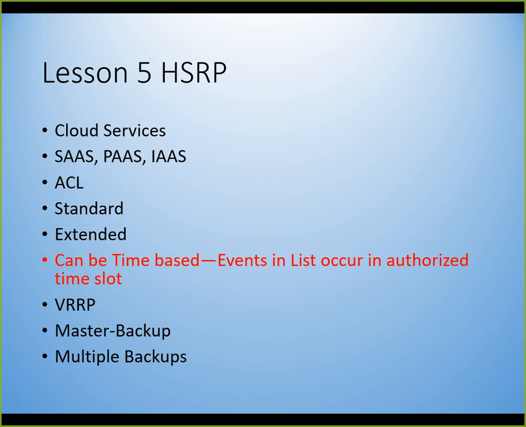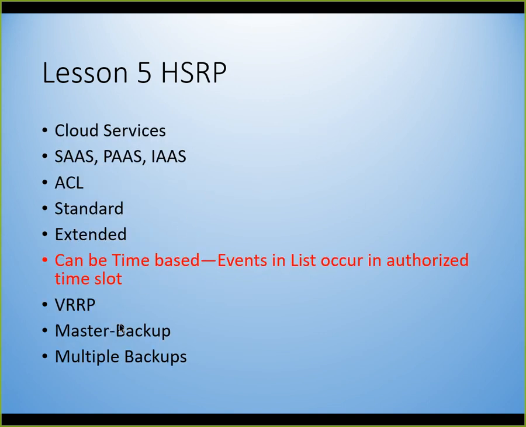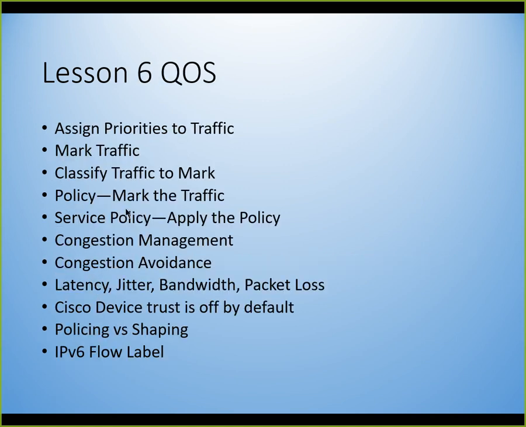VRRP, Virtual Router Redundancy Protocol, was a standard. We've discussed that a little bit earlier. It had a master and a backup. We could have multiple backups, and the terms, what do we have? The active and what was it? Active and standby is what I thought. Active and standby routers, or master and backup, are the terms that we use.